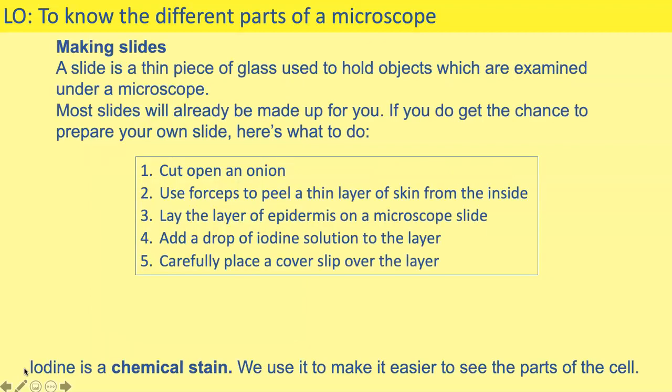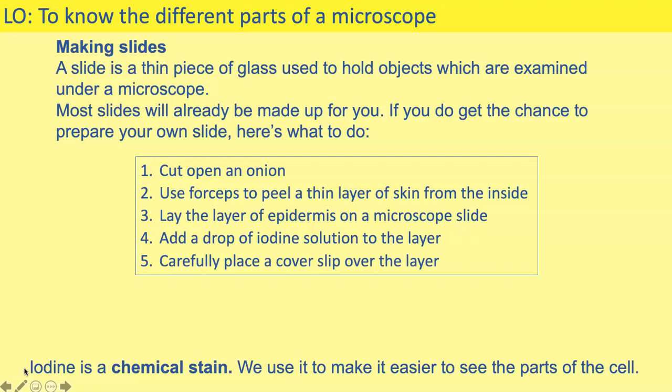Okay, so if we were asked to make a slide, which is what we would put under a microscope to allow us to view a cell, we would have to first get a slide, which is a thin piece of glass, and it's used to hold objects which are examined under a microscope. Most slides will already be made up for you. If you get the chance to prepare your own slide, here's what you would do.